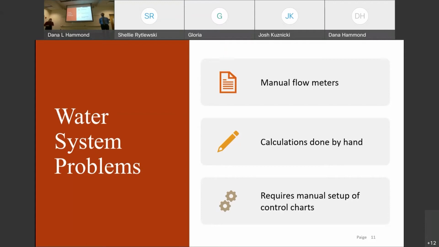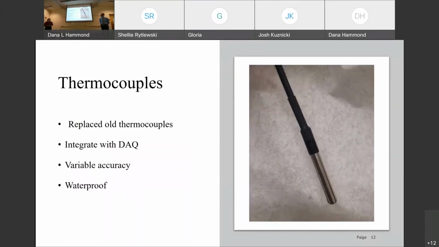So these are the ways we had to fix it. First off, we had to replace the old thermocouples because the old ones wouldn't be able to hook up to our new digital data acquisition that we picked out. Also, these ones are waterproof, which is really important because the system runs through water, but also they're very accurate in collecting data as well.